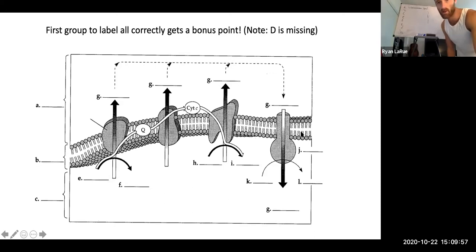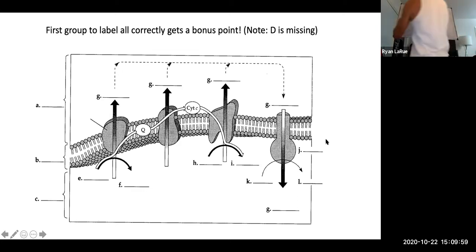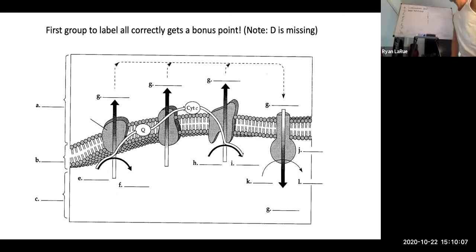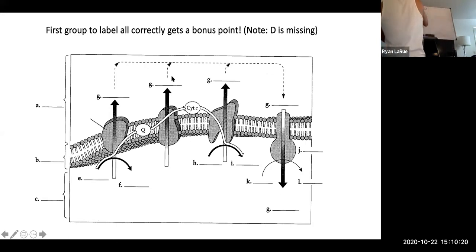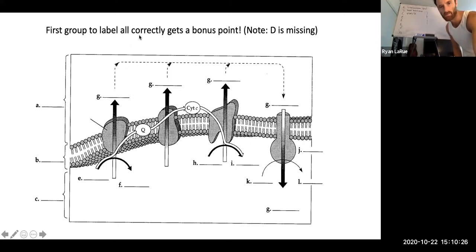B is our inner membrane, our mitochondrial inner membrane. That's where this electron transport chain process is going to take place. C, what was C? The area here. Yeah, that's the mitochondrial matrix, the center of the mitochondria. Awesome.